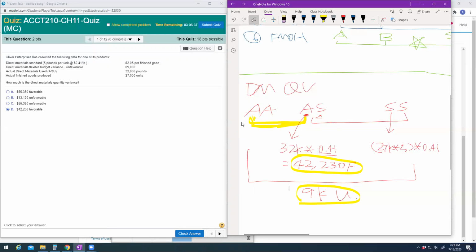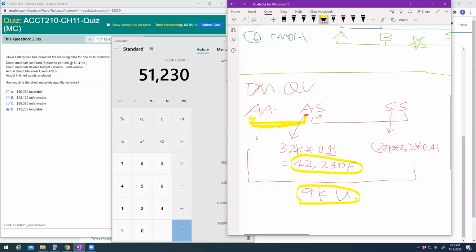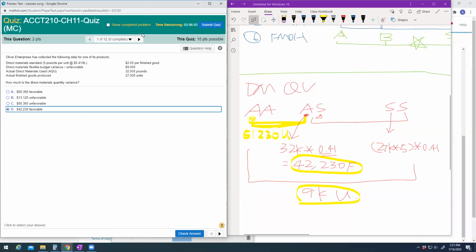This part plus this favorable is 9,000 unfavorable. So this price variance has to be 42,230 plus 9,000, so the price variance has to be 51,230 unfavorable. This unfavorable plus this favorable equals 9,000 unfavorable. I hope you know what I'm talking about. If you don't know, read a textbook, read your notes, or email me.